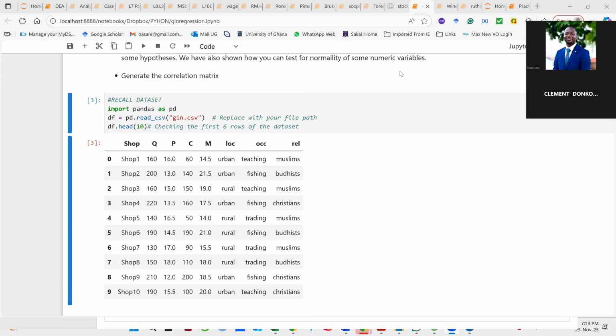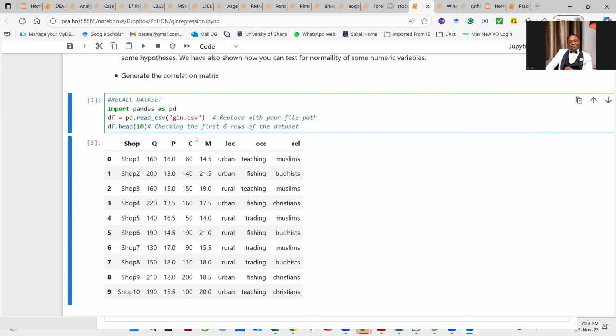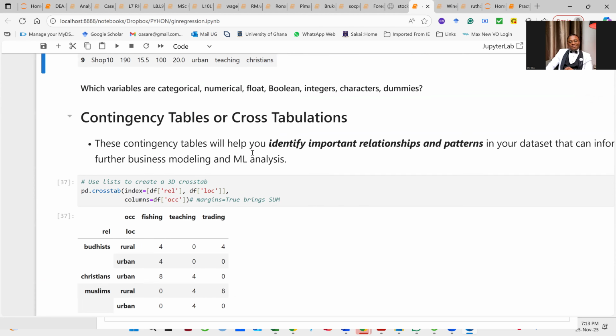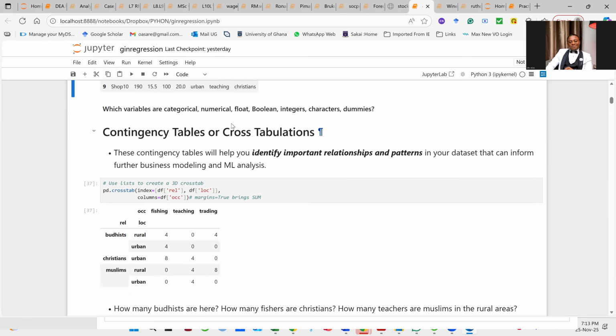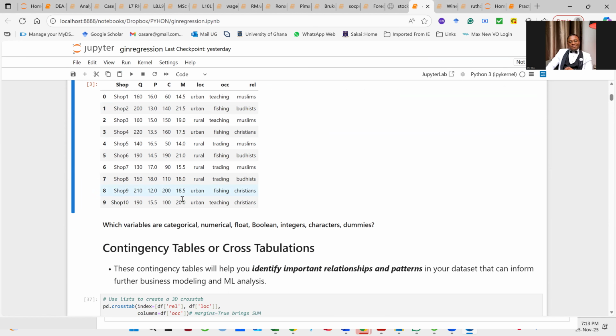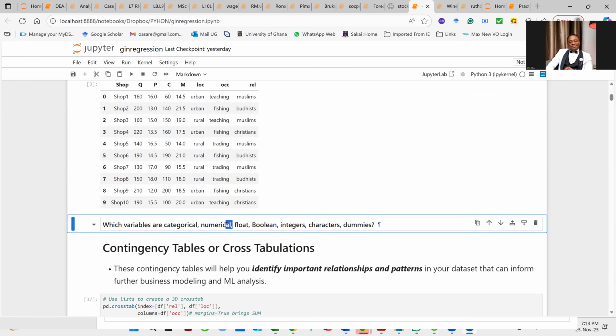All right, let's move on. After running and seeing the data, the next thing is to create a contingency table. I spoke about contingency tables. Oh, by the way, before that, let's address some questions in the descriptive statistics because I've set this in exams. In this descriptive statistics, which variables are categorical? Which variables are numerical? Which variables are float? Which variables are Boolean? Which variables are integers, characters, dummies? Let's start. So who can tell me which variable columns are categorical?